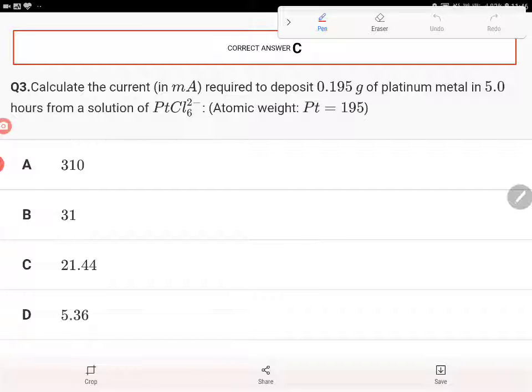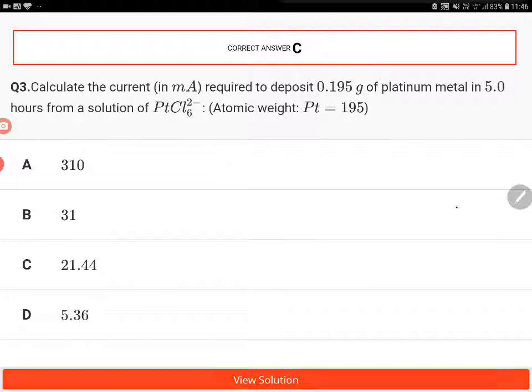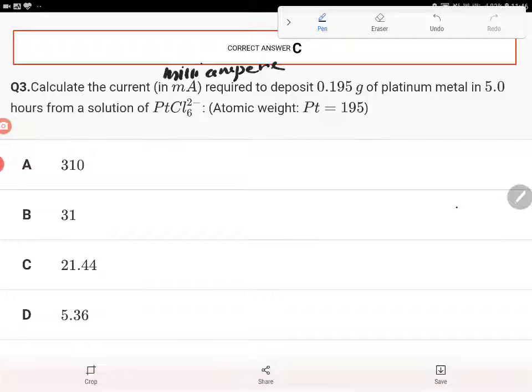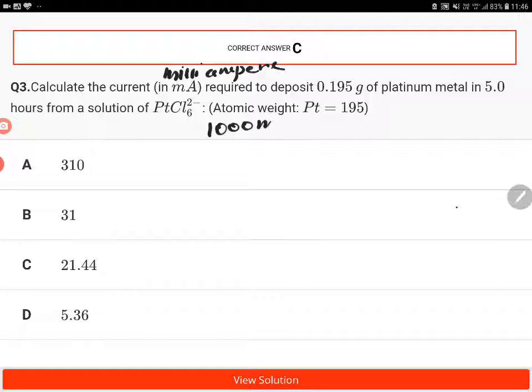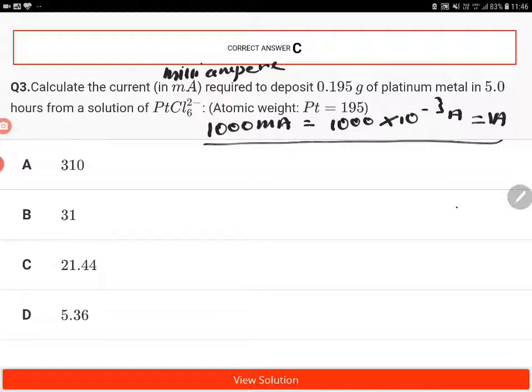Now, mA means milliampere. You have to understand what is mA, milliampere. It's very important. Actually, you will get the answer in terms of amperes. So, all of you should understand 1000 milliampere is equal to 1000 into 10 power minus 3 ampere, that is equal to 1 ampere. So, this conversion, if you don't know, it is difficult.